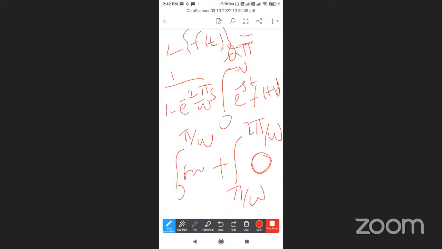What is the denominator? We take the same. The denominator is equal to 1 minus e power of minus 2 pi s by omega, the same, into the integral from 0 to pi by omega of e power of minus st sin omega t dt. Apply the formula for the integral of e power of minus st sin omega t dt. This is the formula we already discussed.